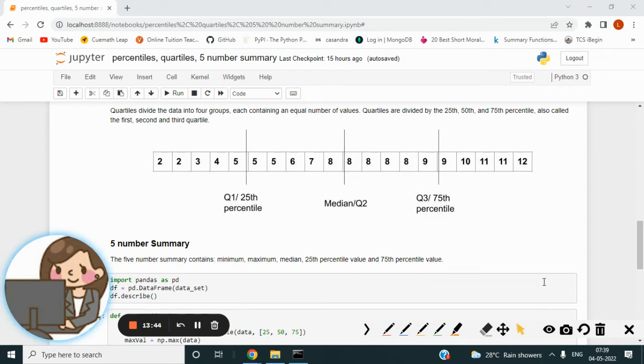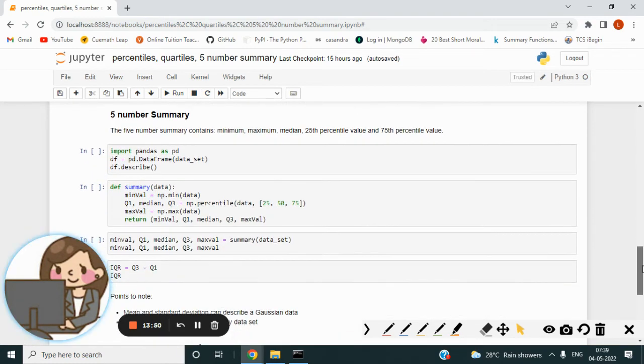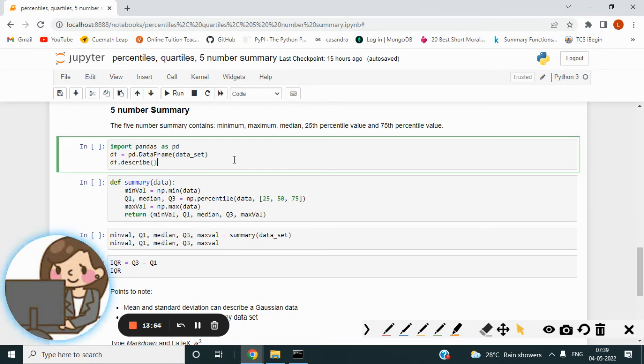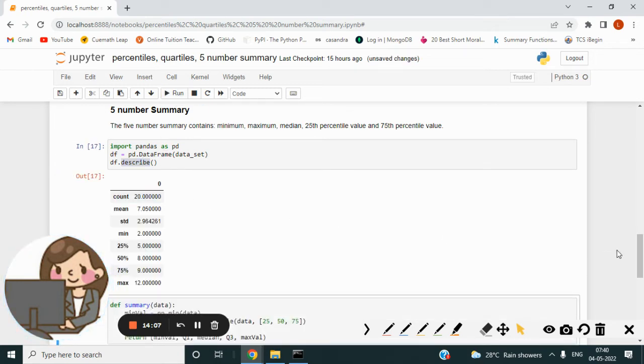So how do we define a data set? We define it using the minimum, maximum, median, 25th percentile, and 75th percentile. If you take the pandas library itself, I am just converting the data set to a data frame and let us use describe. The describe method is used to give a summary of the data set, right? So when we use describe, what all things are we getting?